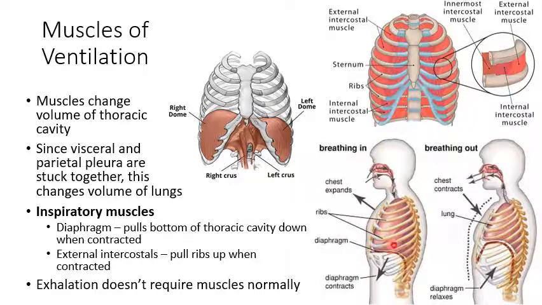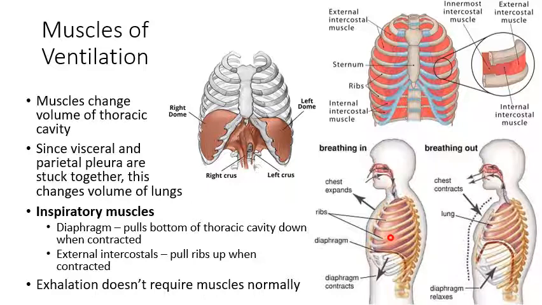So when you're breathing in, the external intercostals pull the ribs up and out. The diaphragm pulls the bottom of the thoracic cavity down. The volume goes up. Because you have the visceral and parietal pleura stuck together by the low intrapleural pressure, the visceral pleura will move out with the parietal pleura, and the lungs will follow suit since they're fused to the visceral pleura, and that's going to change the volume of the lungs themselves. And therefore, since the volume goes up, the pressure will go down, and air will enter the lungs.